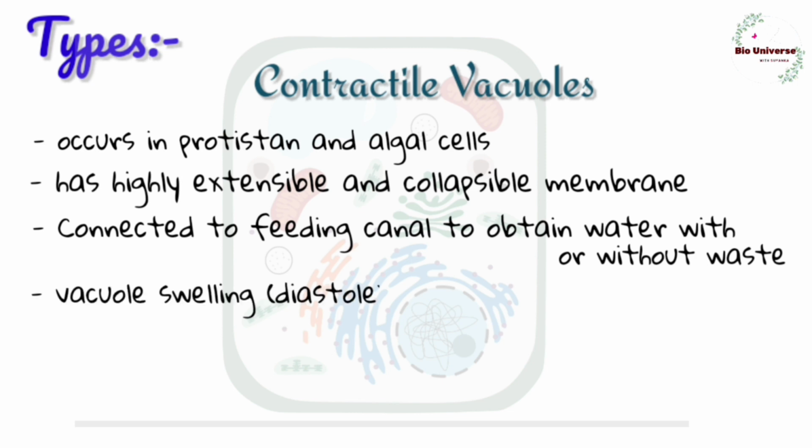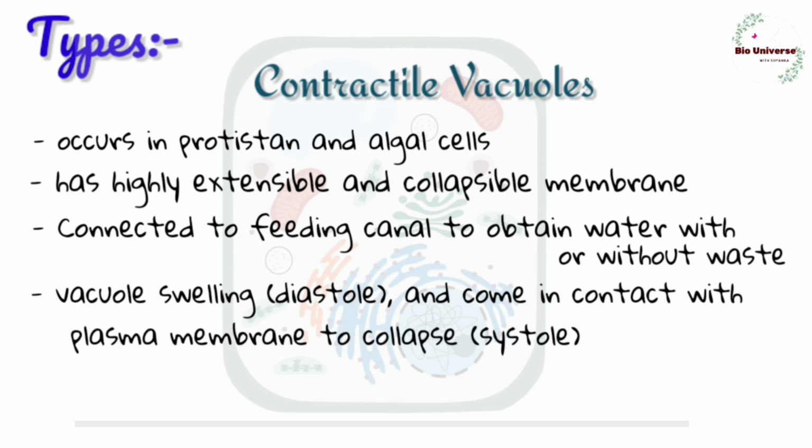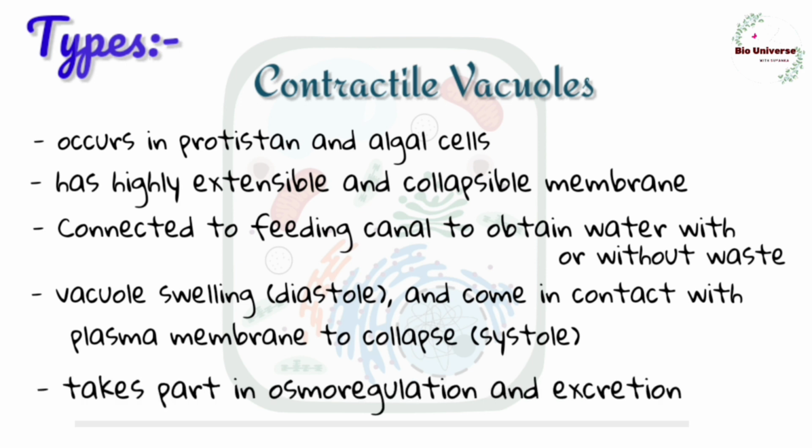The vacuole swells up. The process is called diastole. The swollen contractile vacuole comes in contact with the plasma membrane and collapses. Collapsing is called systole. This throws the vacuolar contents to the outside. Contractile vacuoles take part in osmoregulation and excretion.